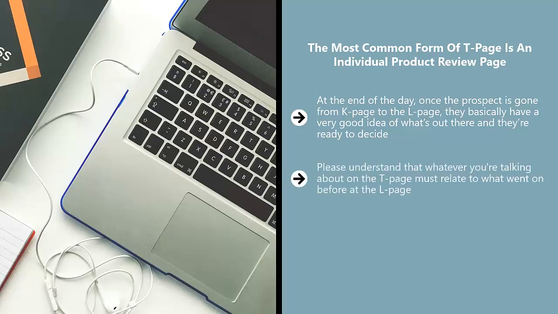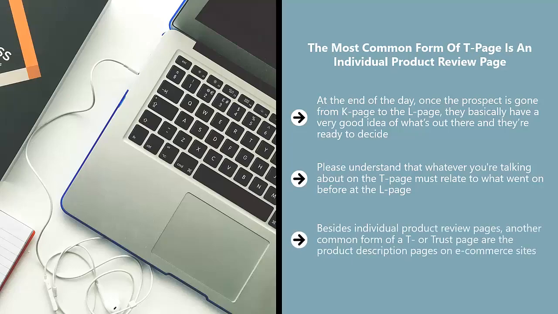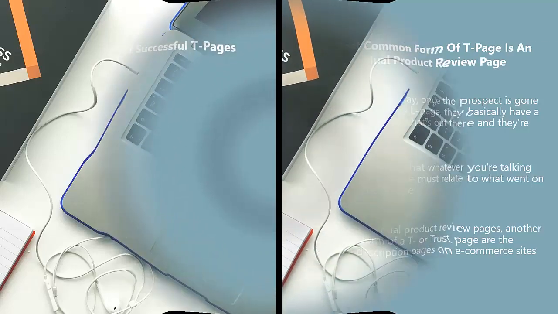Please understand that whatever you're talking about on the T page must relate to what went on before at the L page. So if the L page convinced the reader that the hallmarks of a superior product is 1, 2, 3, your T page better mention 1, 2, 3. Besides individual product review pages, another common form of a T or trust page are the product description pages on e-commerce sites. This is when people go to an online catalog and they click on the product link and then they see the product described. That is a T page.